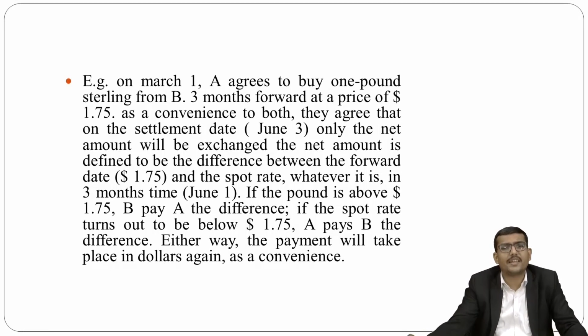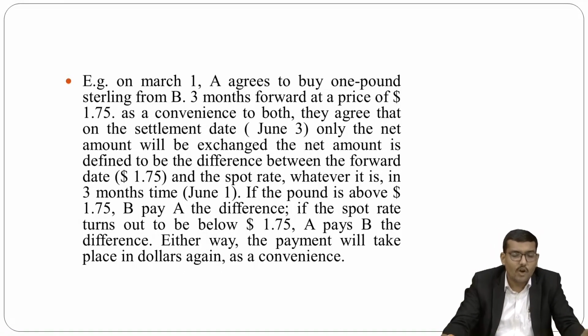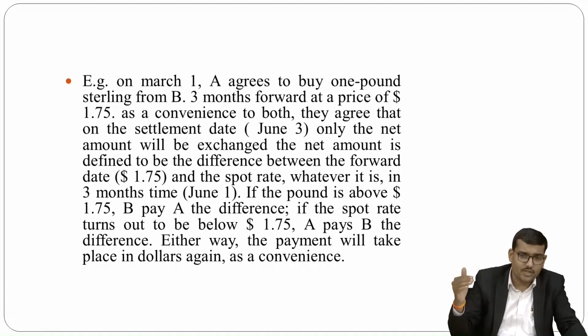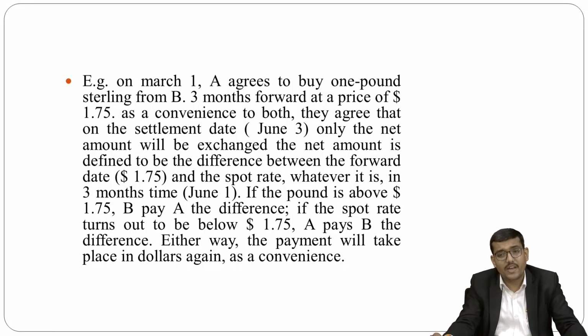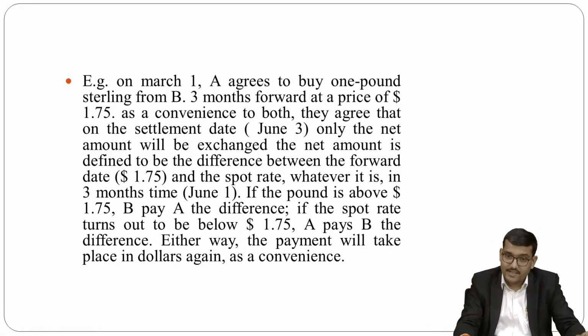Let us take this example: on March 1st you made a contract at $1.75, and on the future date, June 3, if the rate is above your forward rate, then B pays the difference amount to A. And if the pound decreases below $1.75, then A pays B whatever the difference is. And it must be settled in a convenient way, in dollars.